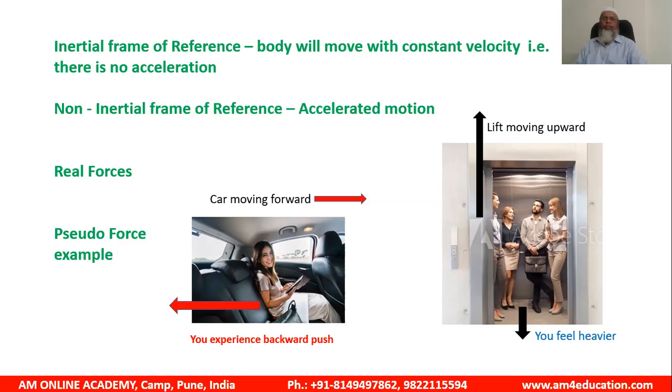So this frame of reference, the person who is sitting in the bus, for him, the frame of reference is accelerated frame of reference. Okay, and he is in accelerated motion. So that frame of reference is called non-inertial frame of reference. Hope that the difference between inertial frame of reference and non-inertial frame of reference is clear. In inertial frame of reference, the body is moving with a constant velocity, and in non-inertial frame of reference, the body is moving in accelerated motion.